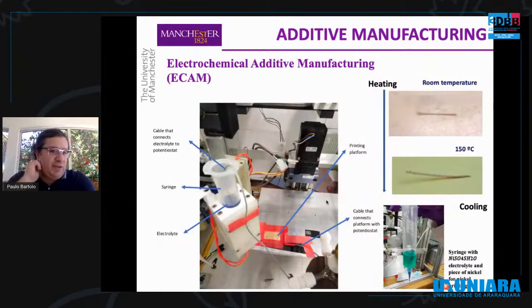Another machine that we are developing is the concept of electrochemical additive manufacturing. This is to print shape memory materials and to support our 4D printing activities, which is a highly important piece of work in my group.